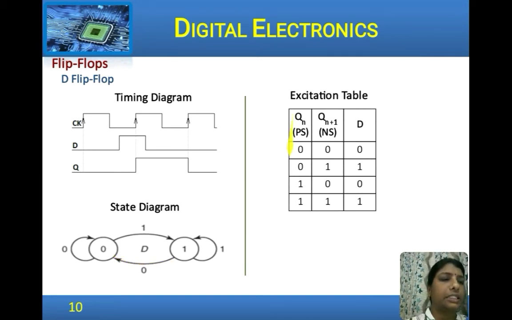The excitation table: present state Qn, next state Qn plus 1. If the present state is 0 and the next state should also be 0, it should remain in 0, then the D input is 0. If the present state is 0 and it has to go to state 1, then the input should be 1. If the present state is 1 and the next state is 0, then an input of 0 should be given, and for 1 and 1, it is 1 again, the input is 1.